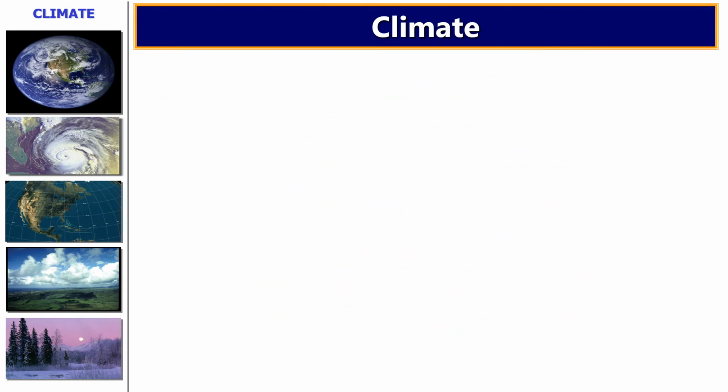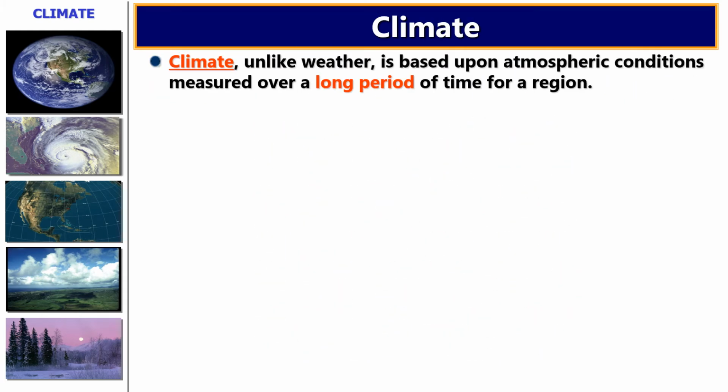All right, so getting right into it, what is climate? So climate, again, unlike weather, is based upon atmospheric conditions measured over a long period of time, and it's for a region. So instead of just being for one specific city, you're looking at a continent, a state, a bigger chunk or area. So our atmospheric conditions would be things like temperature, precipitation, humidity, and things like that. The big things that we're going to be looking at are temperature and pressure. And that's actually how your climate is defined.